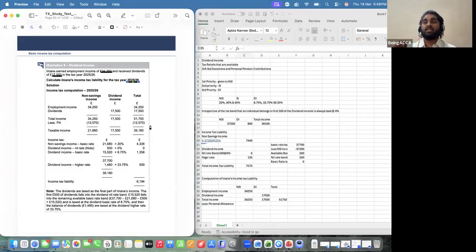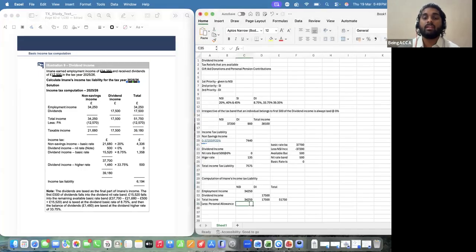And what did I mention about personal allowance in the prior class? First priority to non-savings income. Then if any personal allowance is remaining, it will go to savings income. And if anything else remains, then it will go to dividend income. But right now, our personal allowance is only 12,570 and our non-savings income is at 34,250, which means the entire personal allowance will be reduced, equal to minus 12,570, giving us our taxable income. And because the entire thing is being utilized by non-savings income, nothing will be left for dividend income.